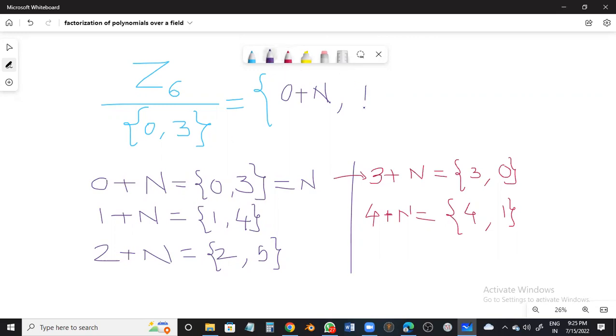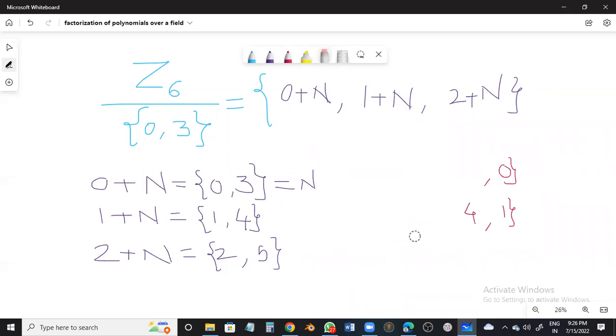So let me list them: 0 plus n, 1 plus n, and 2 plus n. So the set of cosets, what will I label it as? Factor ring. Followed the concept? This set forms a factor ring, or I can call it a quotient ring. But whenever we say it's a ring, I have to go with some operations. The first operation is addition. The second operation is multiplication. So you have to go with these operations. How would you go?